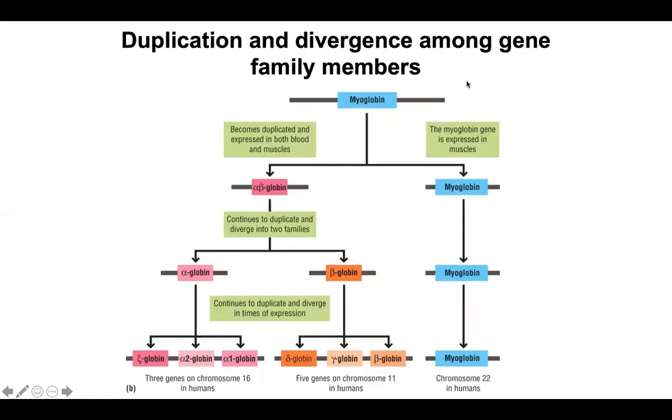So a really famous example for these multi-gene families is myoglobin and the hemoglobins. And hemoglobins are related to myoglobin, right? The globin in muscles. Myoglobin and hemoglobin shared a common ancestor many million years ago, sometime in the dawn of the vertebrates.